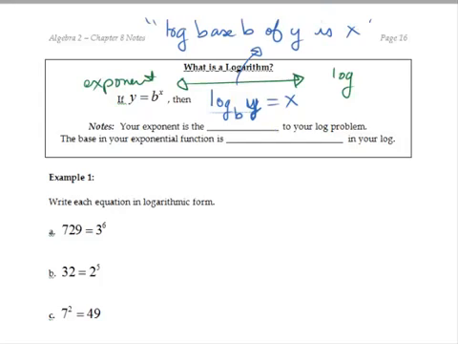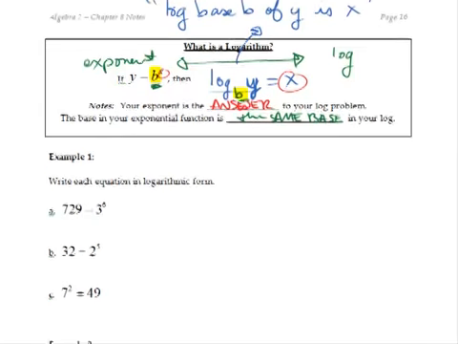Notice a couple things. Your exponent is the answer to your log problem. So this guy here was the exponent. And notice that your base, b, is the same base in your log. So they always share the same base. So if that's an 8, this will be an 8. If it's a 5, it'll be a 5. We're going to practice just doing this conversion back and forth a couple times.